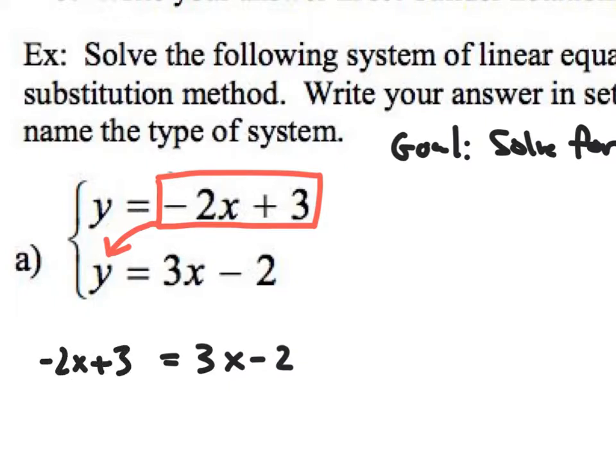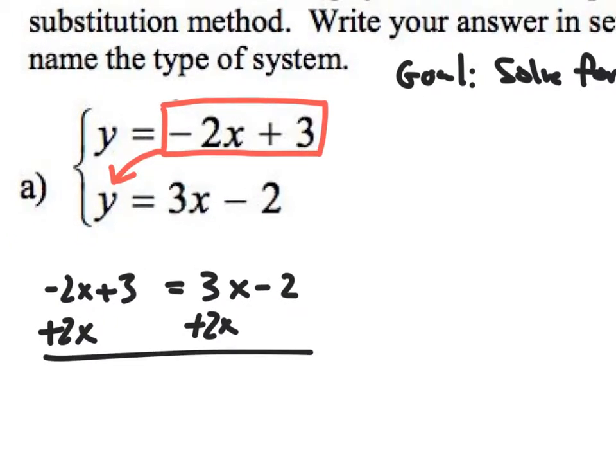And so I have this equation now that's totally in terms of x. The only variable that I have is x, and I can just solve for x. I have a negative 2x on this side, so I'm going to add 2x to both sides. Negative 2x plus 2x cancels out. I end up getting 3 is equal to 3x plus 2x, which gives me 5x, and then minus 2.